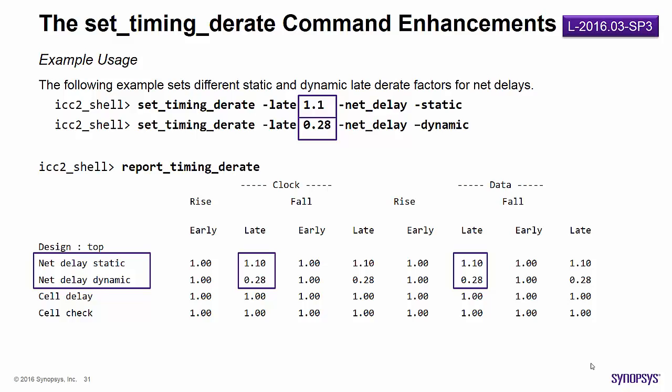Here is the example. When you specify set timing delay -late 1.1 -net delay -static and set timing delay -late 0.28 -net delay -dynamic, report timing delay will display 1.1 and 0.28 separately.